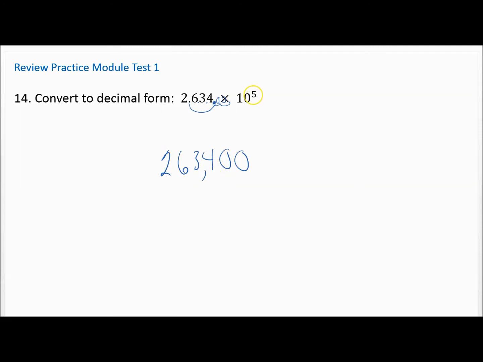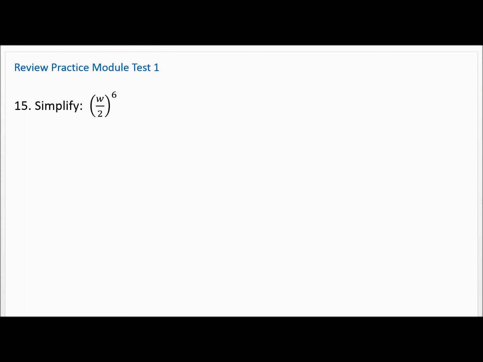Had that been negative 5, I would have moved the decimal in the other direction to make this a small decimal number. Next problem, I have a fraction raised to a power. How do I do that? Listen, anytime you have a fraction raised to a power, that 6 exponent, or whatever the exponent is, applies to both the numerator and the denominator. So I could write this as w to the 6th divided by 2 to the 6th.